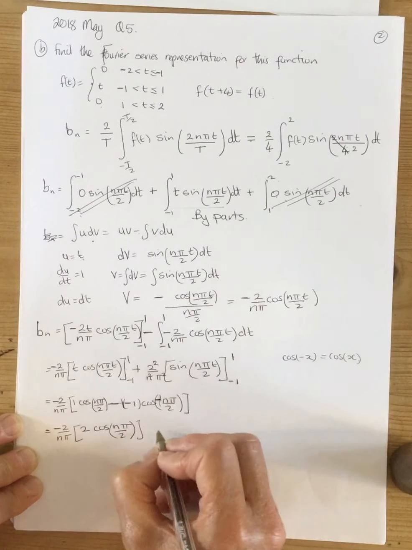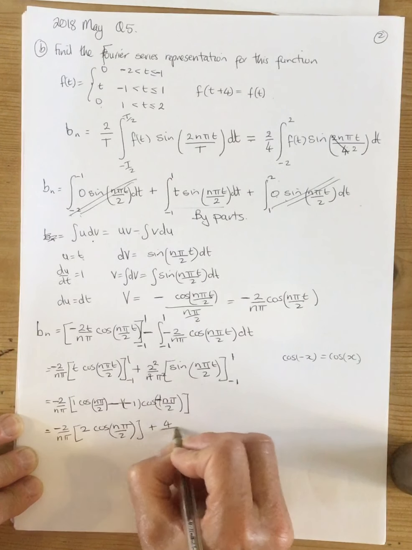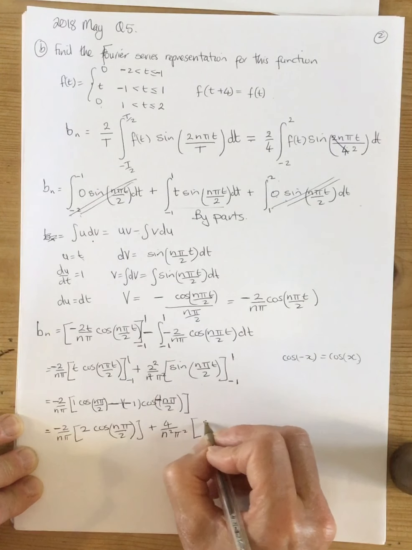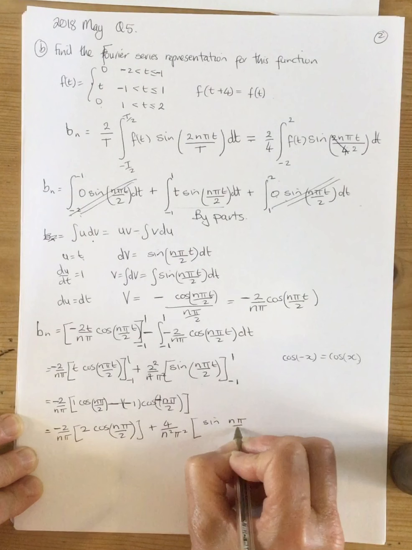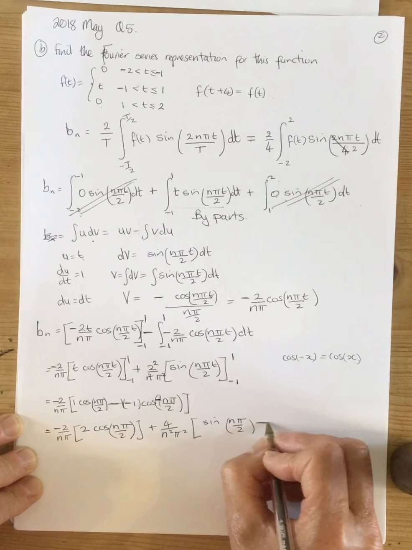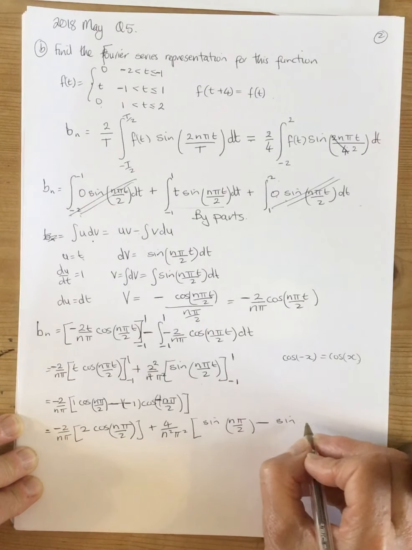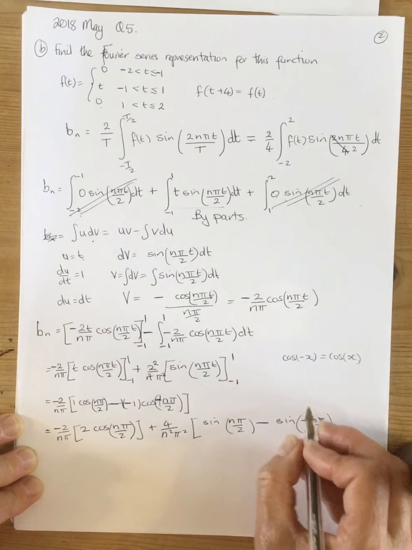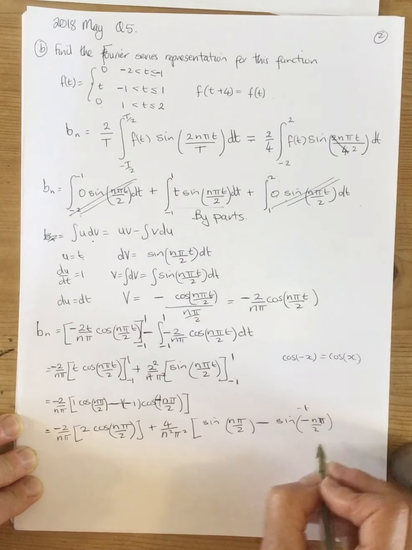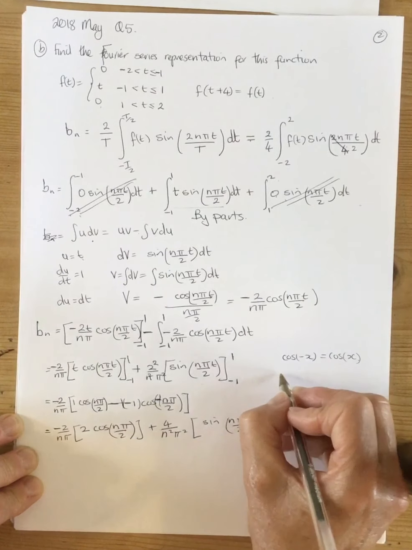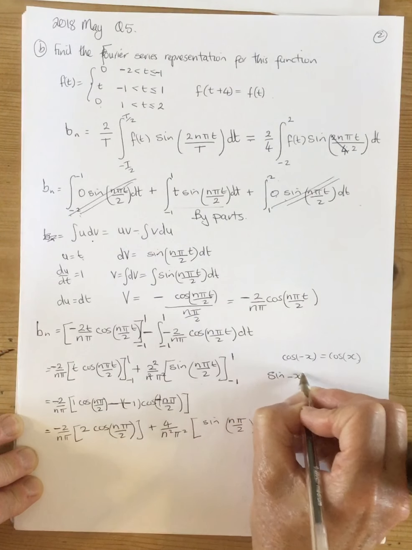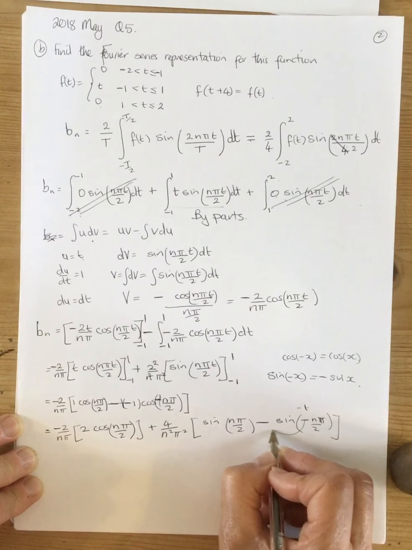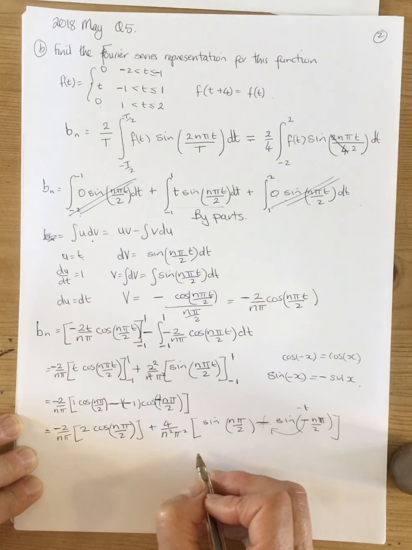Okay, then plus 2 squared, which is 4 over n squared pi squared. When t is 1, that's going to be sine n pi over 2. When t is minus 1, we'll have a minus, and that will be sine minus n pi over 2, when I put in minus 1 for t in there. But also note that sine of minus x is equal to minus sine x. So I can bring that minus out to here, and that will become a plus.